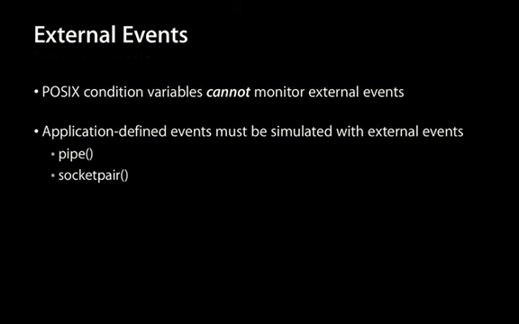So we'd also like to point out that the POSIX standard essentially failed in this regard. POSIX condition variables cannot monitor external events. It is the application's responsibility to somehow shim the events from the kernel into some kind of consumer with a condition variable. Or, alternatively, abandon condition variables altogether and use a kernel primitive to somehow wake a thread. Most common techniques are using a pipe or a socket pair to wake a thread instead of a condition variable.